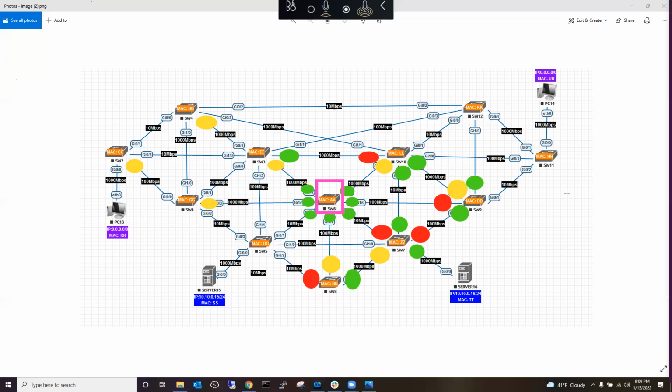And what are we doing with gigabit 0/1? That's going to be a block port as well, because that's the lowest cost to reach switch 11. So that's going to be a block port.